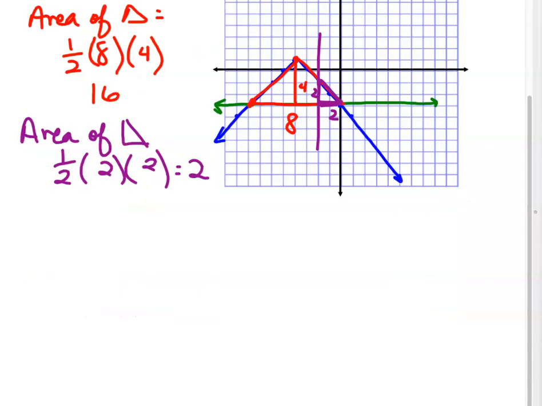So the probability that a point in the red triangle is also in the purple triangle would be the area of the small one compared to the area of the big one. So our probability would be 1/8.